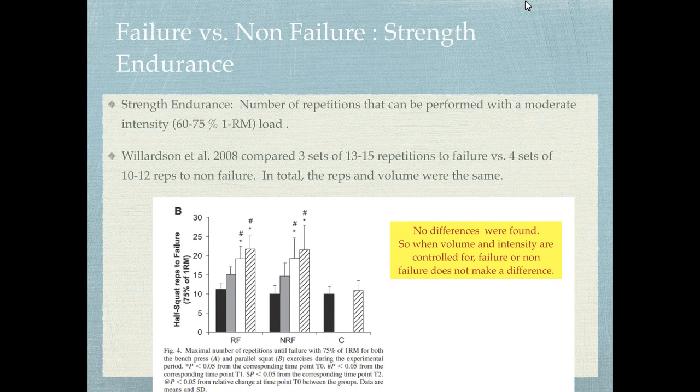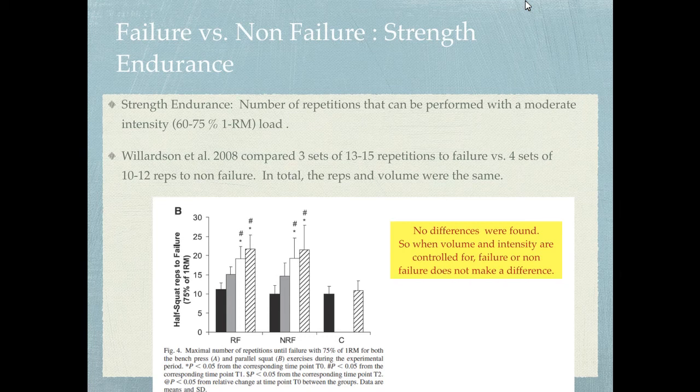We have strength endurance, which is basically how many reps you can get in a hypertrophy range, and that was going to be important for total volume. So Willardson, who's done a lot of work in this area, compared 3 sets of 13 to 15 repetitions to failure versus 4 sets of 10 to 12 to non-failure. So they're stopping at anywhere about 2 to 5 reps from failure.